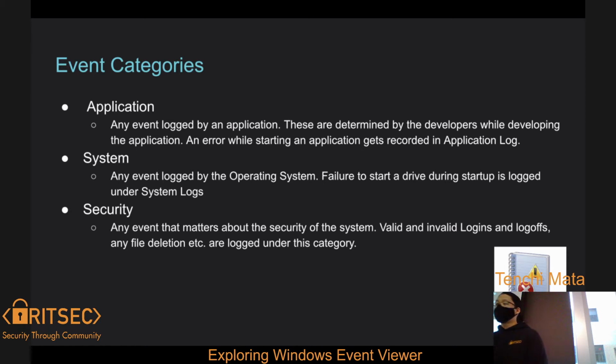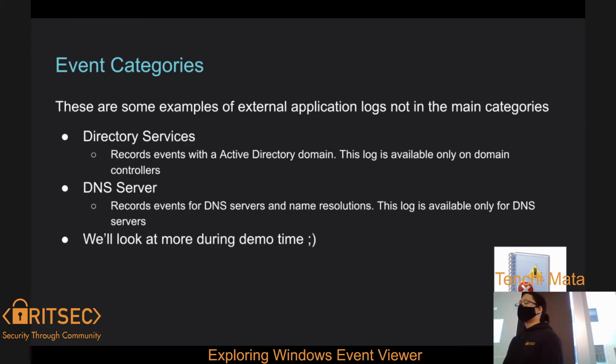So now we're going to talk about the external categories. As I talked about, these are different services that are running separately and are not installed by default. So directory services is a category under external application logs. It records events within an Active Directory domain. This log is only available on the domain controllers, which are the centralized administrative client within a domain. We're going to cover Active Directory and how it works in advanced Windows next semester, so stay tuned for that.